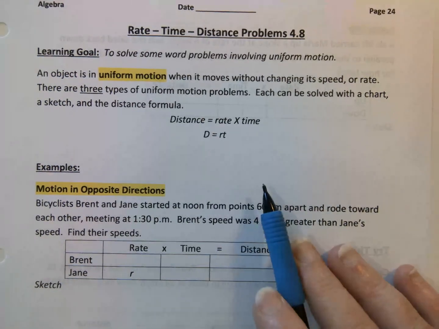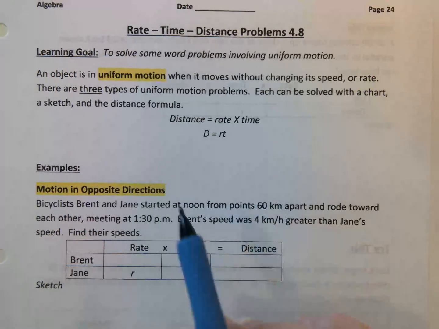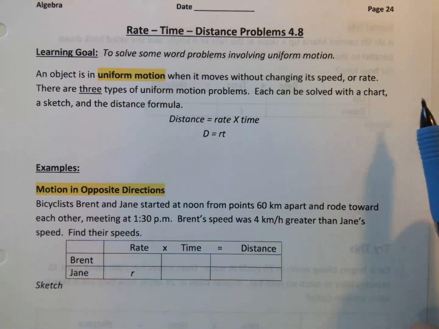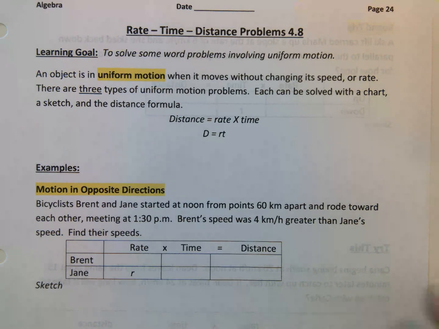So let's look at this definition here. It says an object is in uniform motion when it moves without changing its speed or rate. There are three types of uniform motion problems. Each can be solved with a chart, a sketch, and the distance formula.